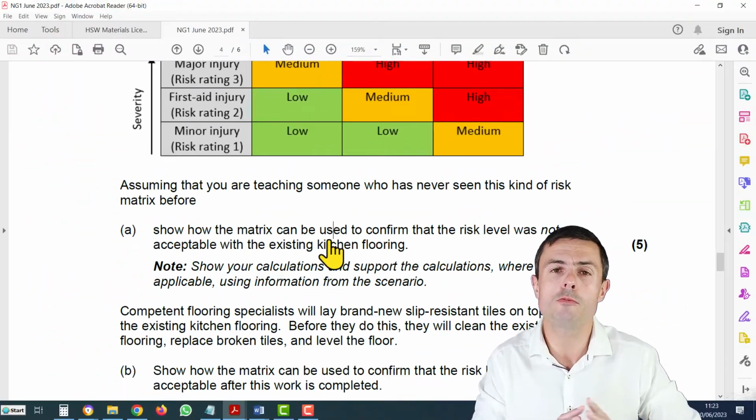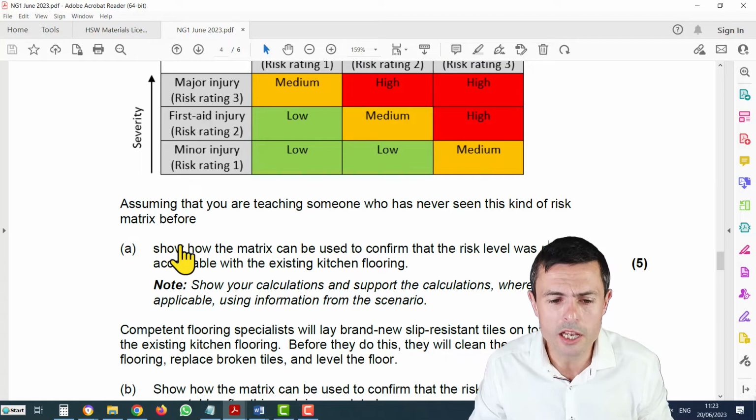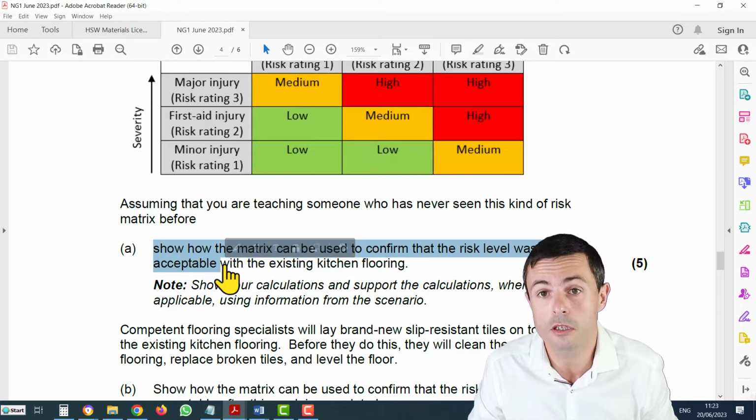But first you're going to come up with a list of points. There are 5 marks for this question. So assuming you are teaching someone who's never done this before, you're going to give them a step-by-step explanation. Well, first there's this, and then there's that, and then there's that, and so on. You're going to have to write a list of points you're going to make which shows that the risk level was not acceptable with the existing kitchen flooring.